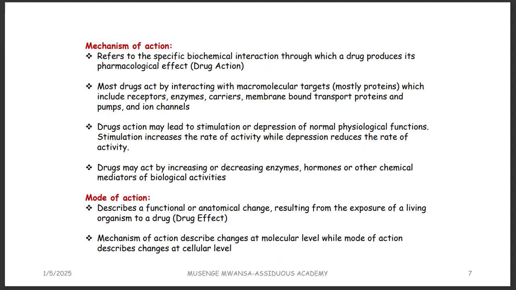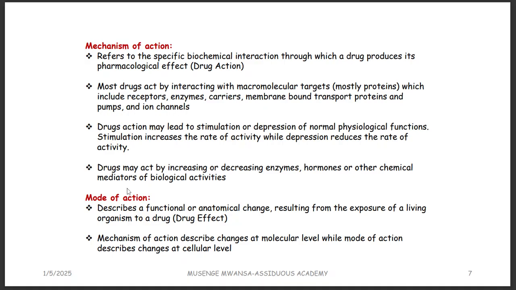So as we have said, mechanism of action is the specific biochemical interaction through which a drug is going to produce its drug action. Some drugs will stop the synthesis of the cell wall. Some of them will stop the synthesis of, let's say, folic acid. Others are just going to cause ions to start entering the cell and leaving inside. That's the mechanism of action.